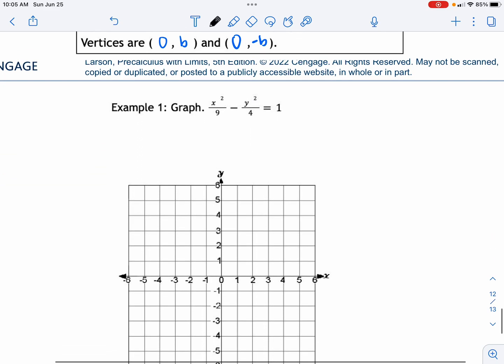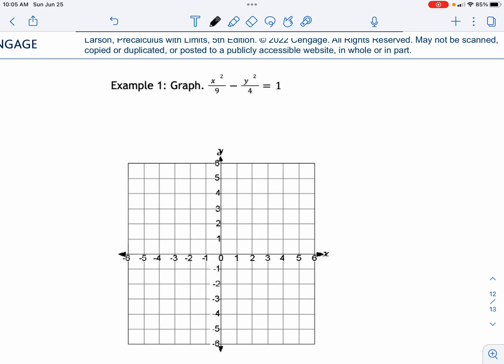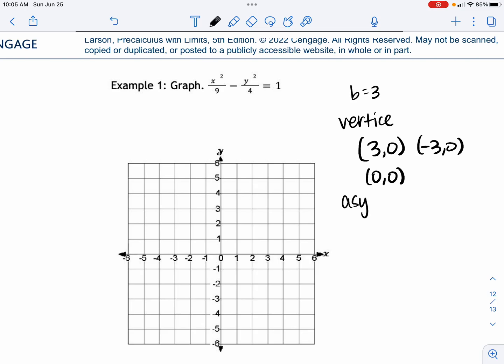Here I have an example where the x squared term is first, so that's going to be what helps us find our vertex. Here, a squared is 9, which means a is 3. So my vertices are going to be, my x coordinates, I will use the 3 for, so it would be 3, 0, and negative 3, 0. My center's at 0, 0. There's nothing shifting the center left or right. And then I'll get my asymptotes.